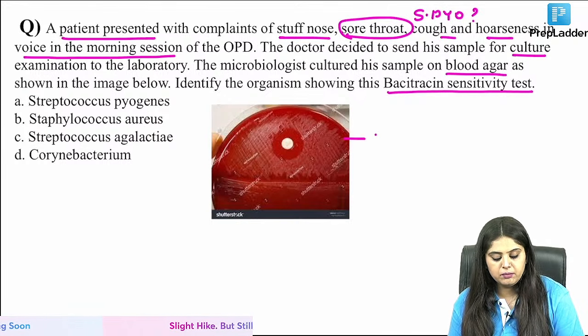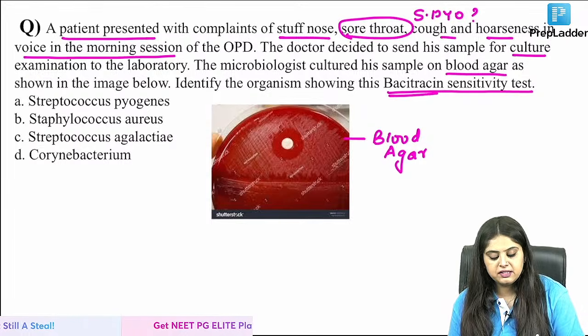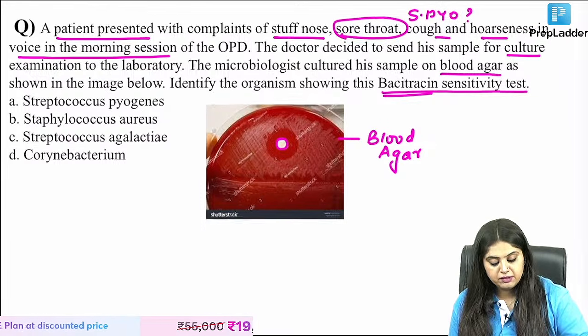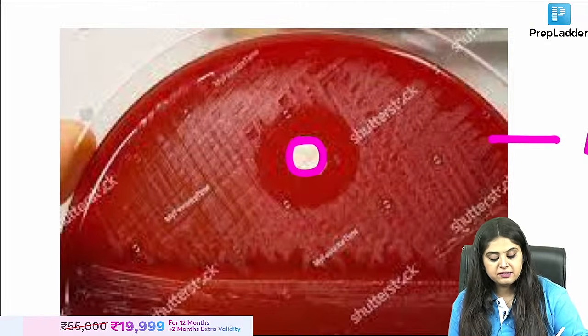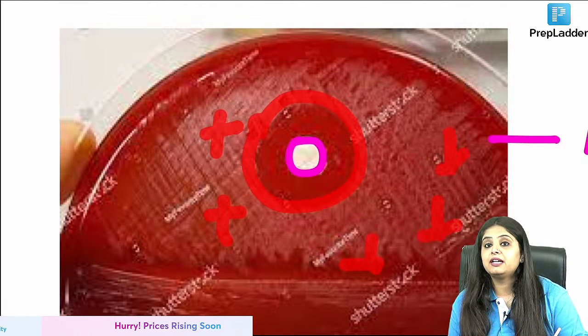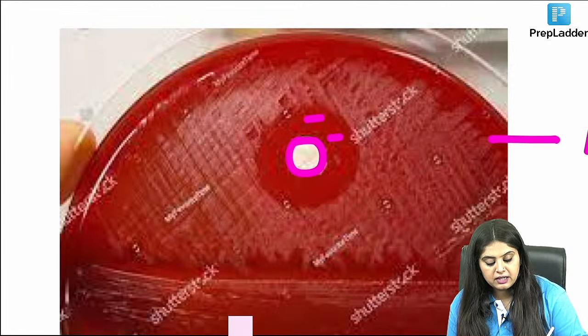If you look carefully at the blood agar, I can see over here, and if they are saying bacitracin, then this disc that they have put over here must be of bacitracin. Let me zoom in and see. So they will realize that bacteria are everywhere, but around bacitracin the bacteria are not growing. Can you see the bacteria have stopped growing?